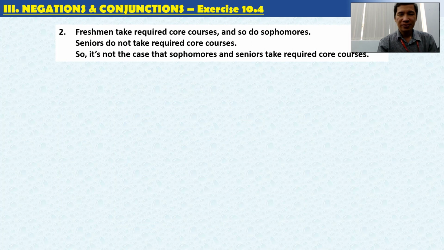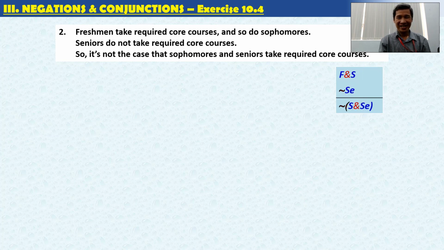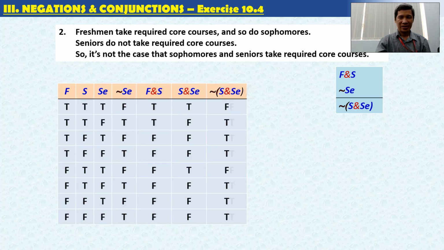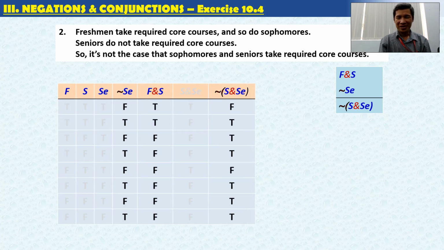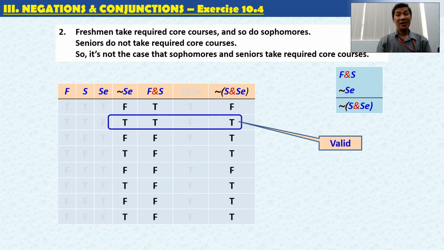Number 2. Freshmen. Let's have F. Sophomores, S. Senior, it can be SE, SO, right? F and S, not SE. Not the case, S and SE. What do you think? Look at the lines when both of the premises are true. Got it.